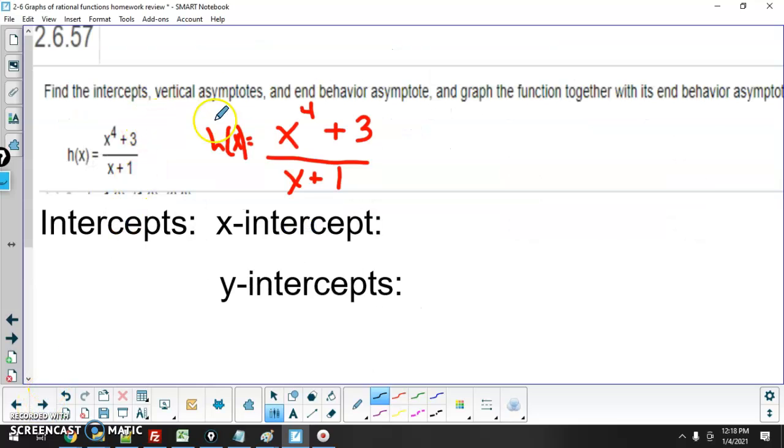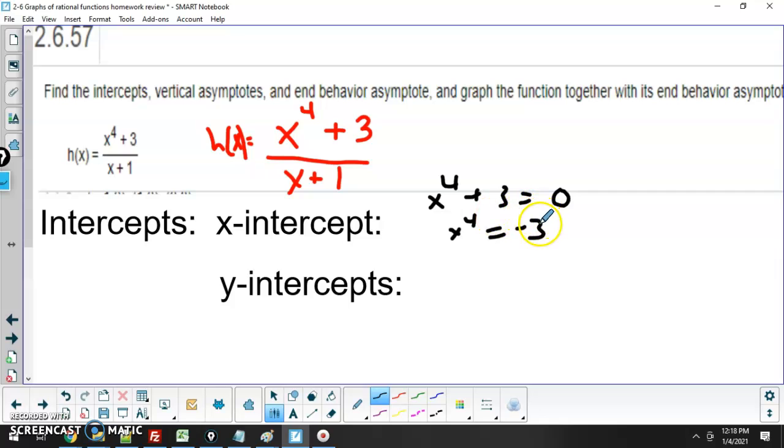Once again, find the intercepts, vertical asymptotes, and the end behavior asymptote. Okay, so let's start with the intercepts. Talking about the x-intercept, remember, we're going to let the top be equal to 0. So we have x to the 4th plus 3 equals 0. Now, you want to figure out what x value here would give you 0. Well, you might not know how to solve an x to the 4th equation. So let's just try to get x to the 4th by itself. And then you could solve an x to the 4th equation by taking the 4th root of each side.